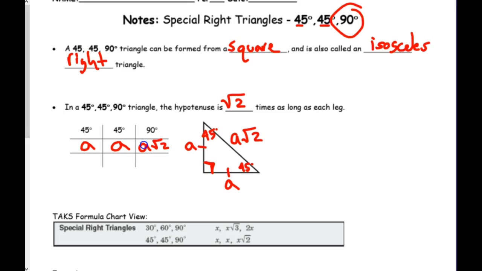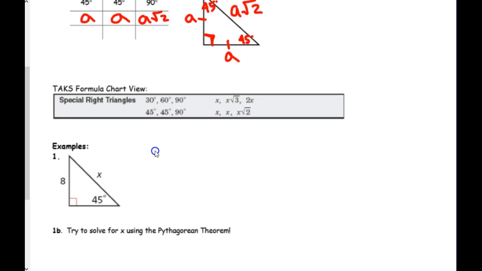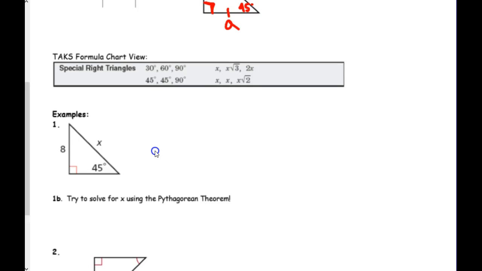So, here's the deal. We're going to take that information, and by the way, you're going to fill in these bottom three, but there's different types of problems we're going to see. So let's scroll down to number 1. All right, I see a triangle. Is this a 45, 45, 90? How do you know?